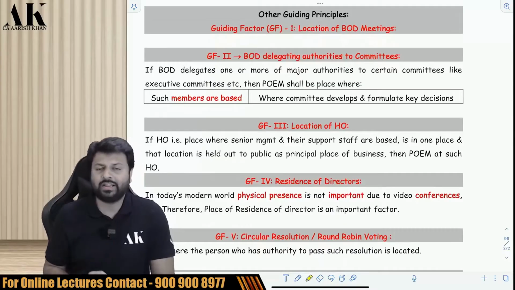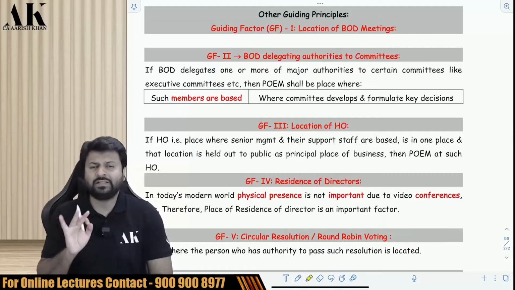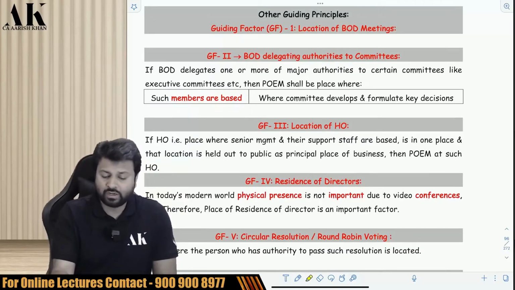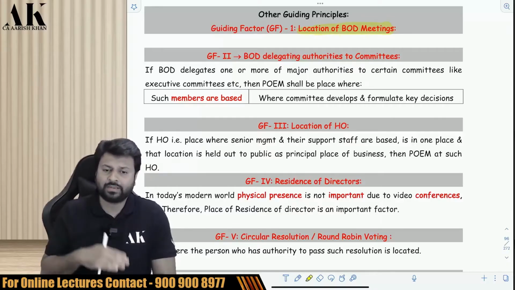Okay. Now, apart from that, they have also given other guiding principles. This is not the only guiding principle; they have given a lot of them. One has to follow all of them to identify whether the POEM is in India or not. Like if the location of the board meeting is in India or not. If the location of the board meetings is in India, then the POEM can be considered to be set in India.